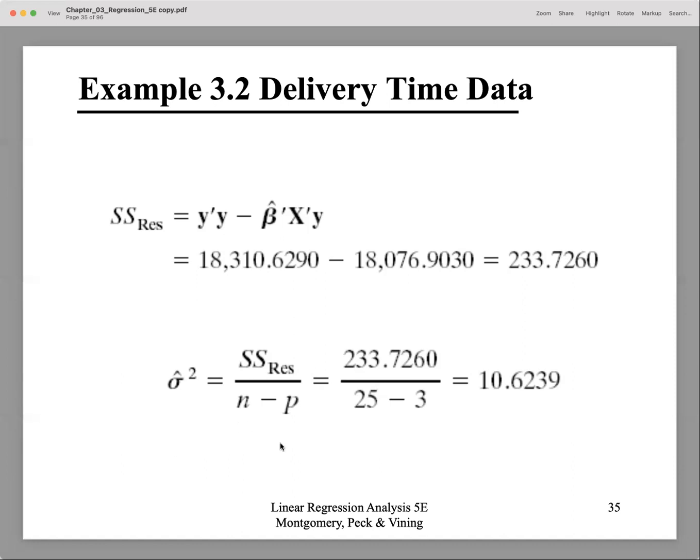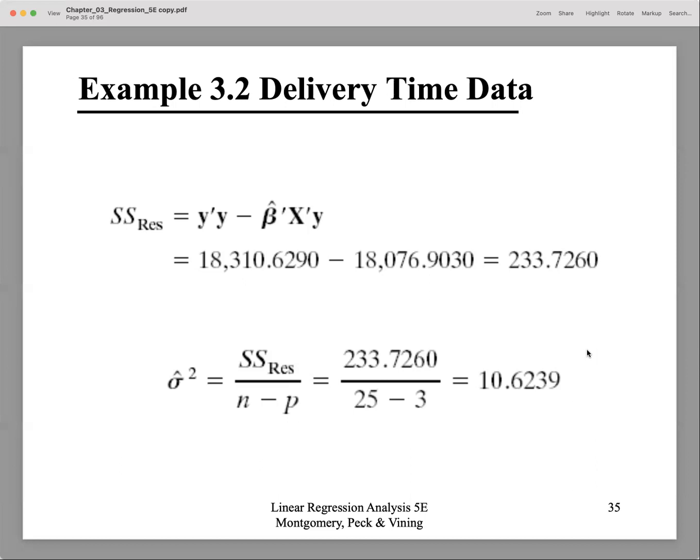Then we need to divide that by the appropriate degrees of freedom. In this particular model, we have two explanatory variables, and a parameter associated with each of them, beta 1 and beta 2, but we also have a beta 0, the intercept. That gives us p equal to 3 beta parameters. So we divide the sum of squares error, 233.726, by 25 minus 3, or 22, and we get 10.6239. That is our estimate for the variance of the error terms.